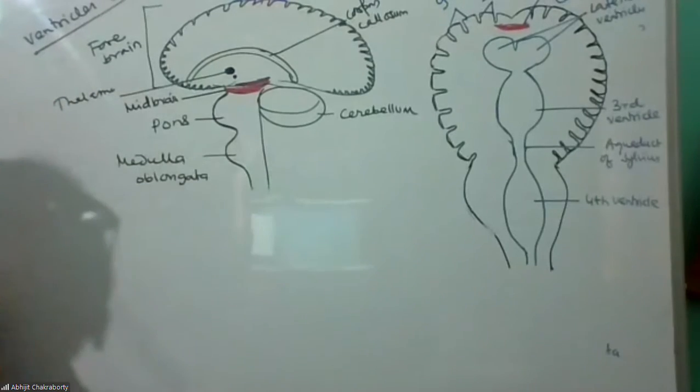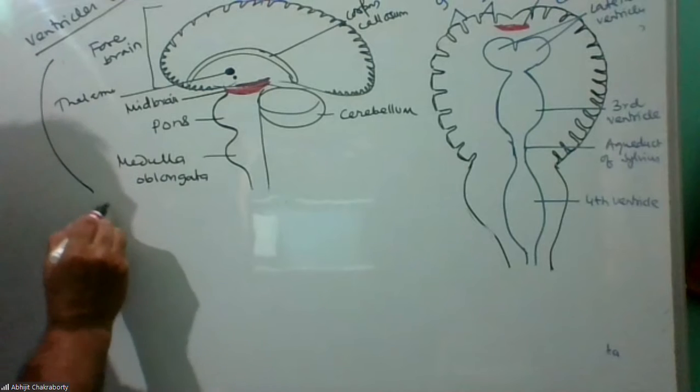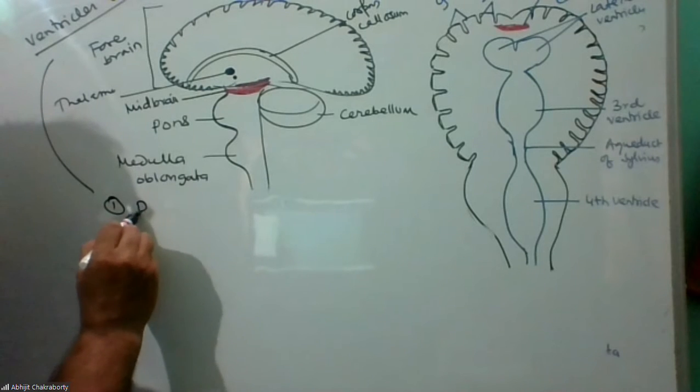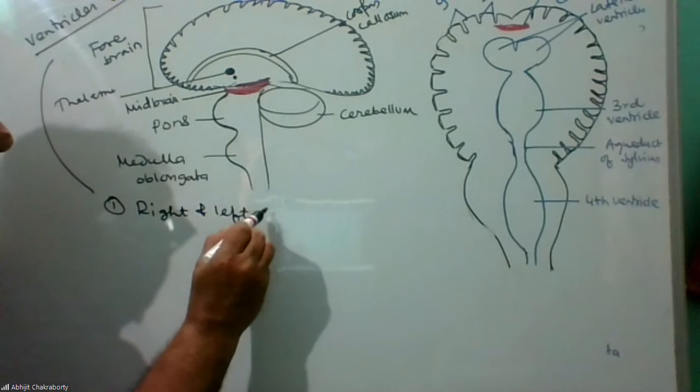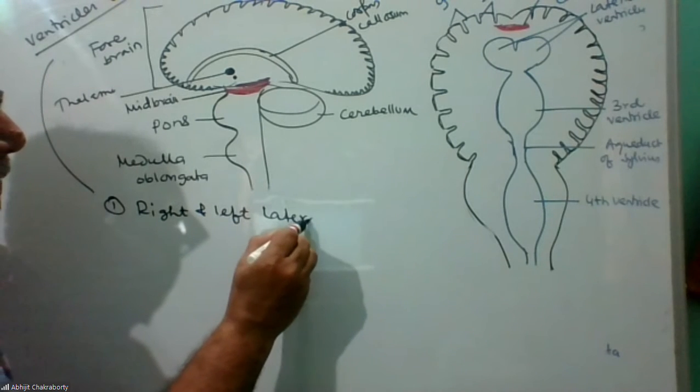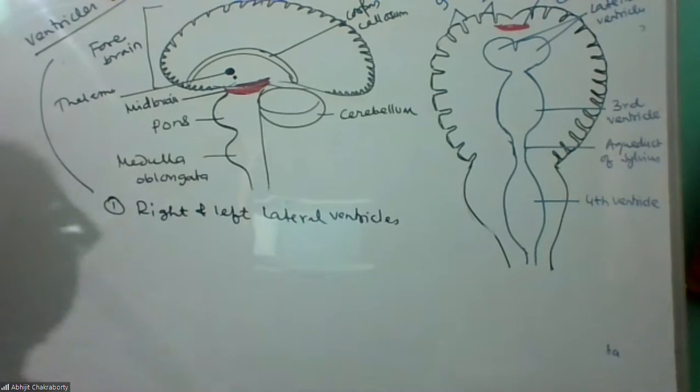First of all, the ventricles of brain. Ventricles of brain include, first one, right and left lateral ventricles.